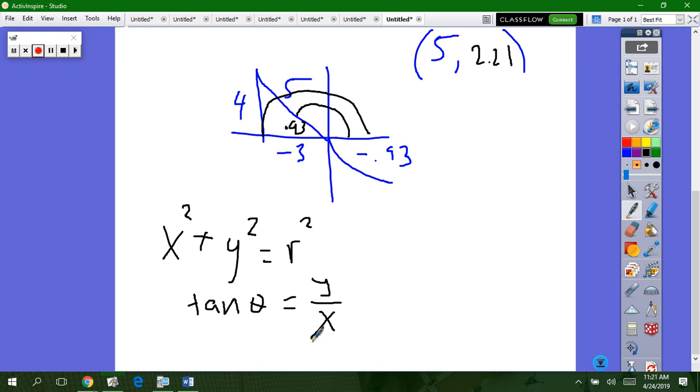Okay. But tangent is y over x. And notice that will help us out. Just make sure your angle that you're in is in the right quadrant. Correct?